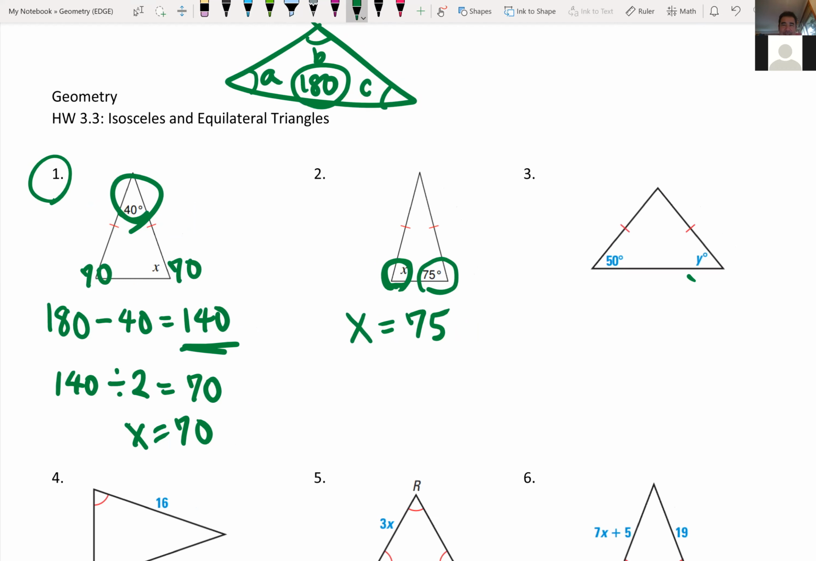Number three, what is y going to be? Everybody type in the answer, so I know that you're listening. What is y for number three?